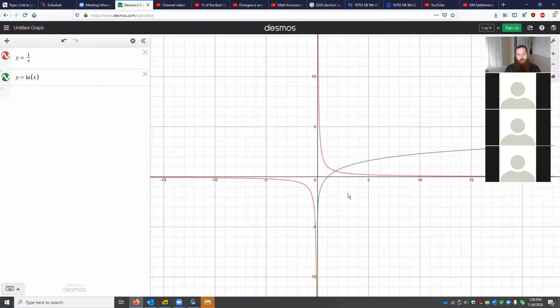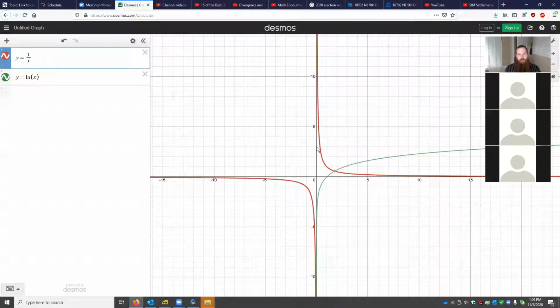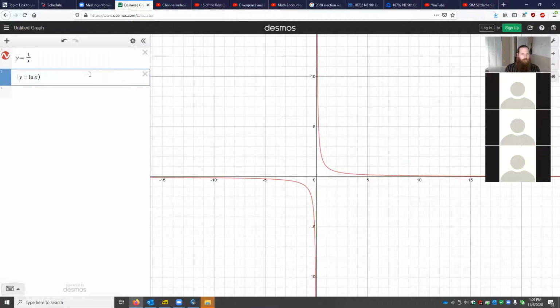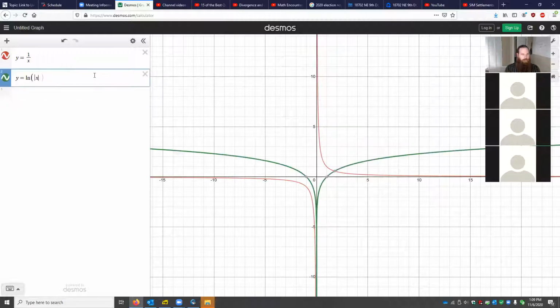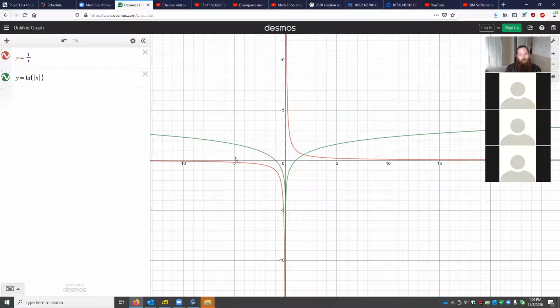Look at the symmetry here. The red function has this origin symmetry. So I would expect its antiderivative to have some sort of symmetry as well. And if I swap ln x for ln absolute value x, oh, it doesn't like that, does it? There we go. You'll find that the symmetries make sense.